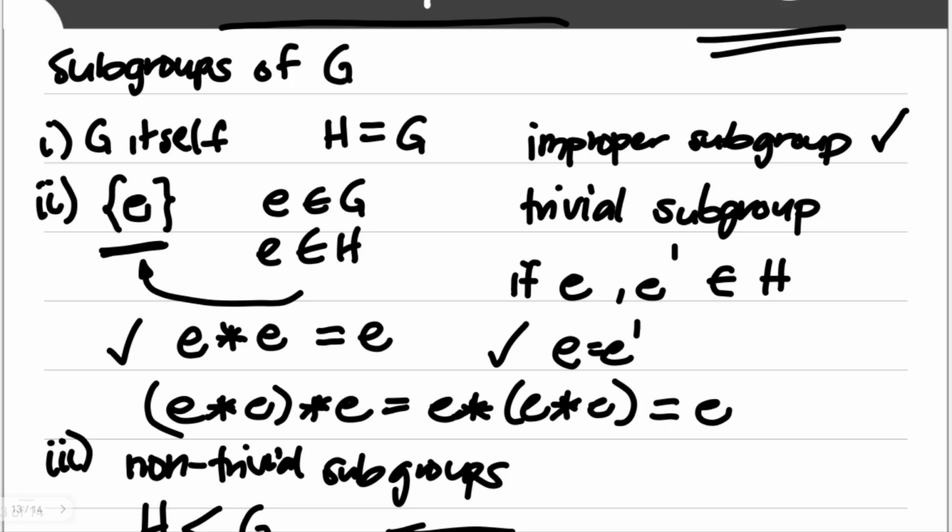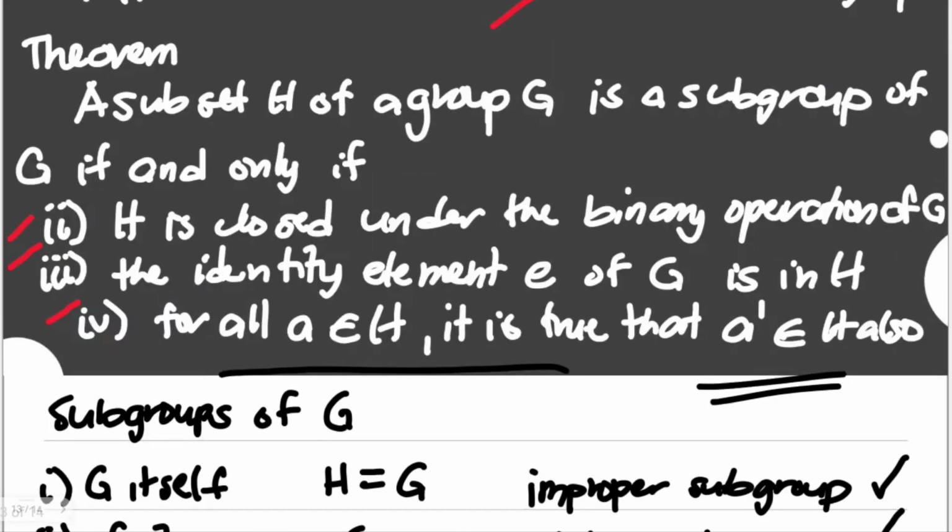So basically, later on, if you're asked to identify subgroups of a certain group, automatically the group itself and the set containing the identity are already subgroups of that group. So that's all for this.